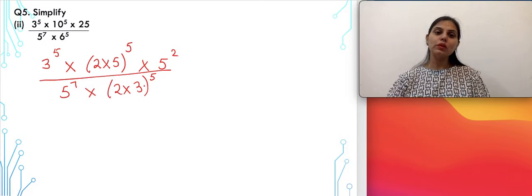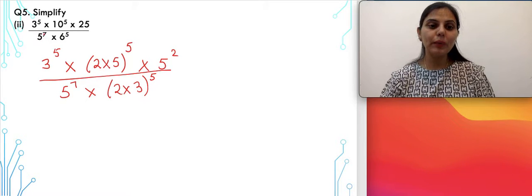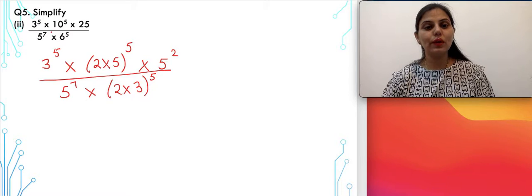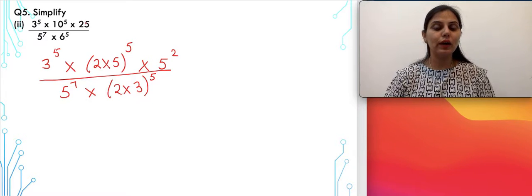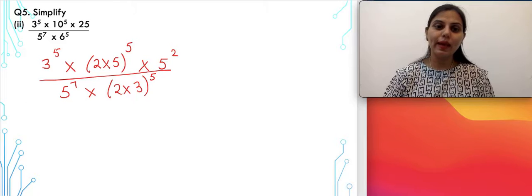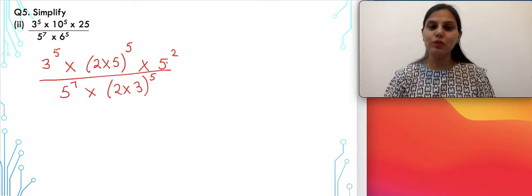Now sometimes what the children do is they generally multiply 5 7 times, and whatever answer you get, you cancel the terms with 5 and 25. That is not the way, children. We are doing this question under powers and exponents, so we need to apply the laws of exponents. Hence we have written 25 as 5 square.